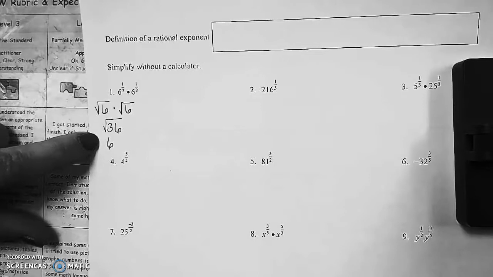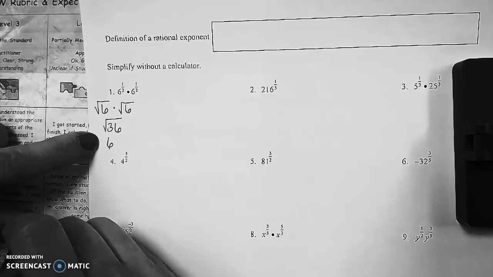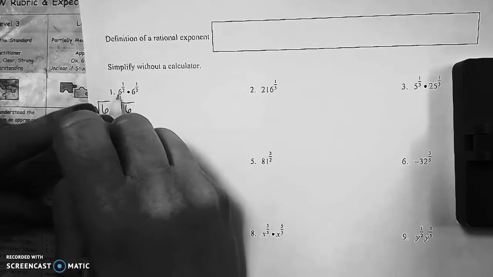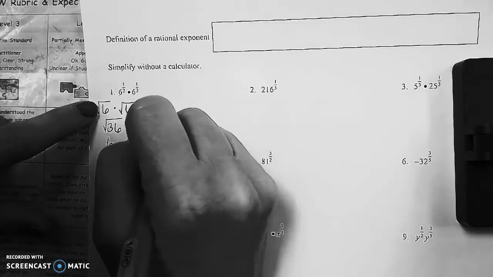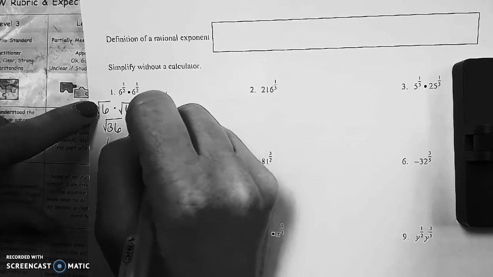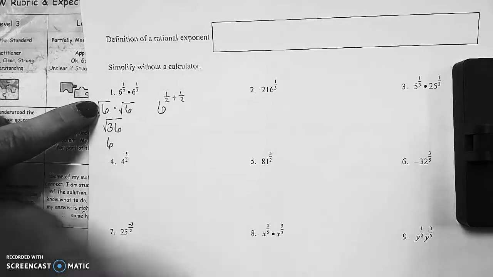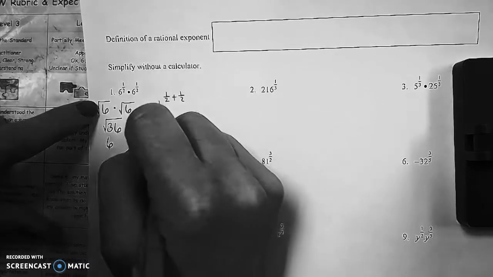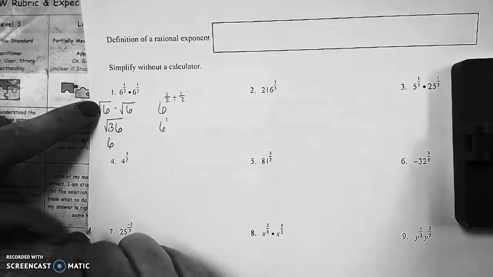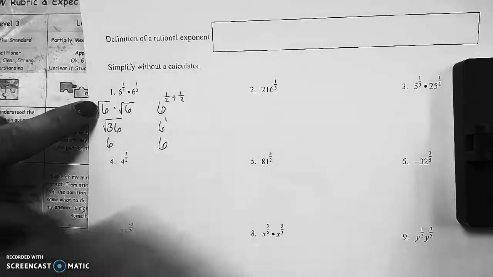Let me show you another way. If you remember rules of exponents, you have like bases here. And when you're multiplying like bases, you can actually add your exponents. So you could write this as 6 raised to the 1/2 plus 1/2, which is 6 to the first. And of course, 6 to the first is 6.